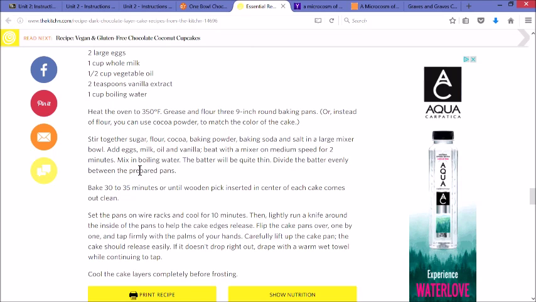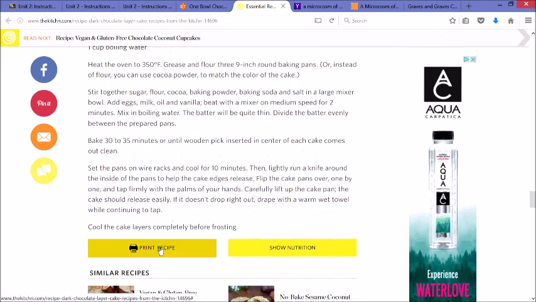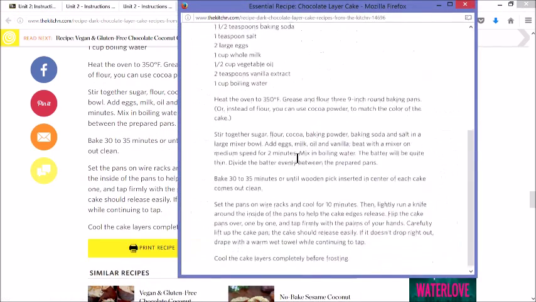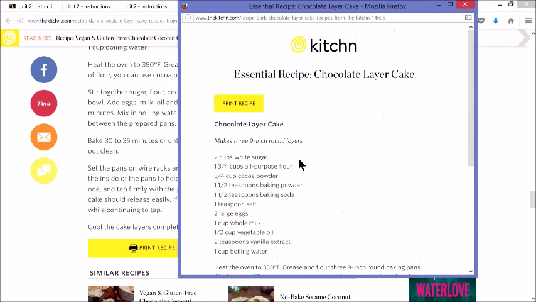But in general, the information is roughly the same. You will notice that there is a print recipe button. If you click on that, it takes this recipe and turns it into basically what we saw in all recipes. It cuts out the images, it cuts out the more narrative, descriptive writing at the beginning, and just gives you just the straight recipe.